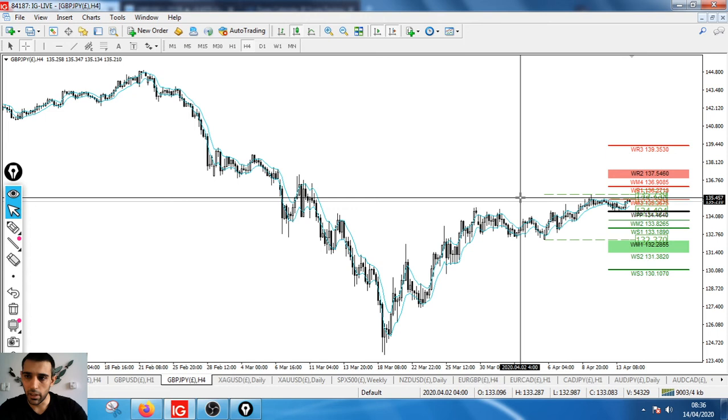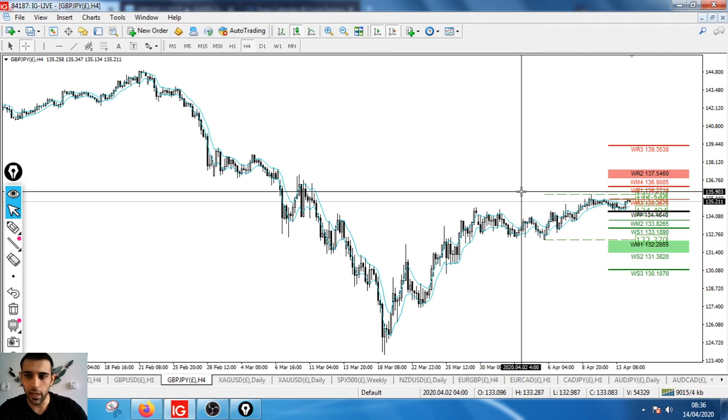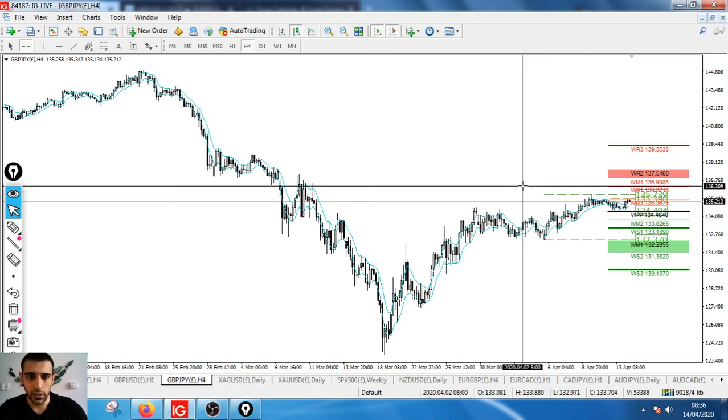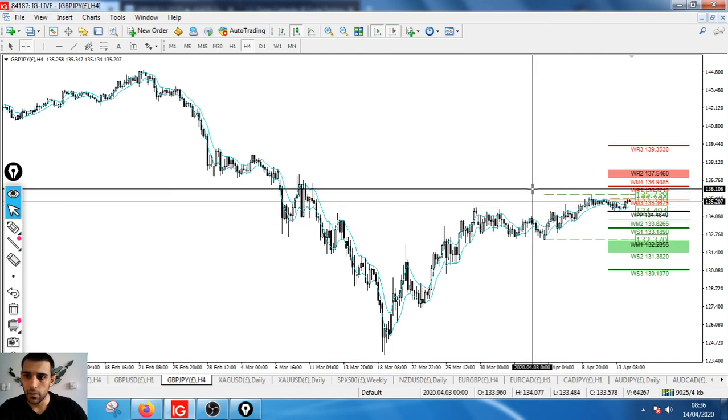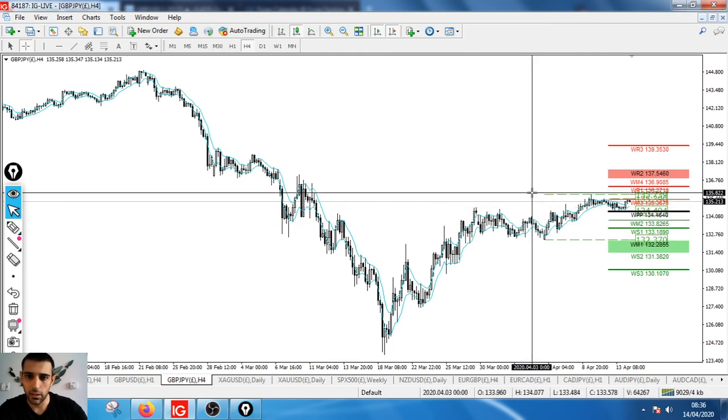This one looks okay, this one looks decent. The 135.50 zone. But again, I do want to see... no, actually, that will be too far. That will be too far. So 136.10.